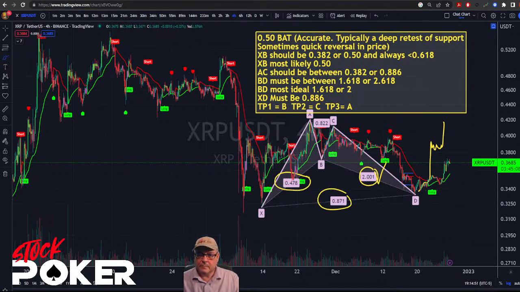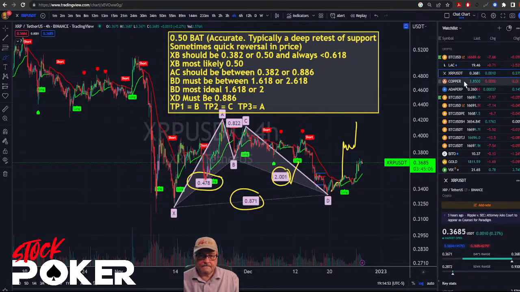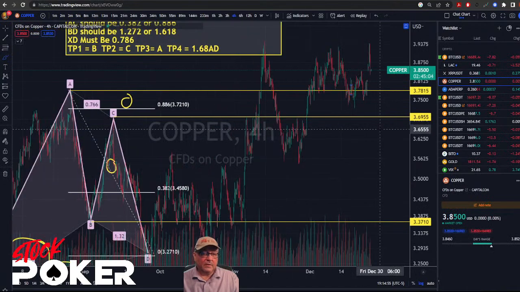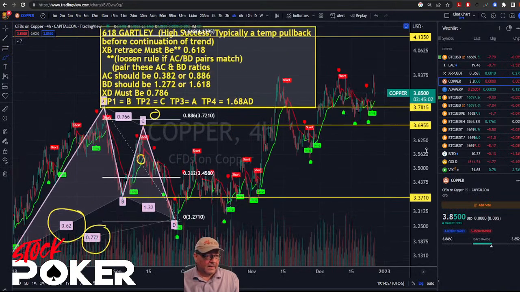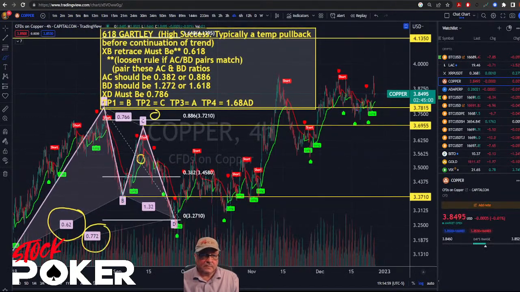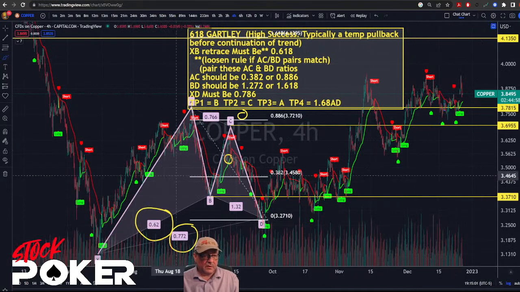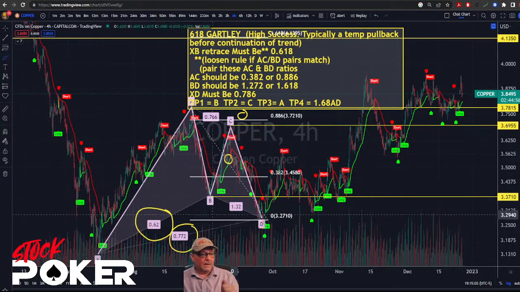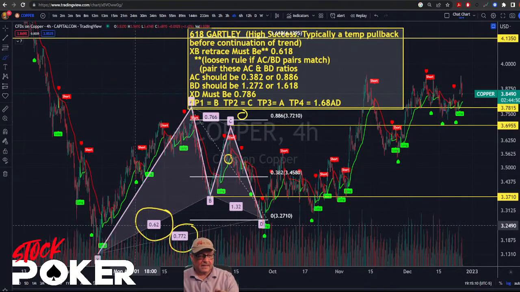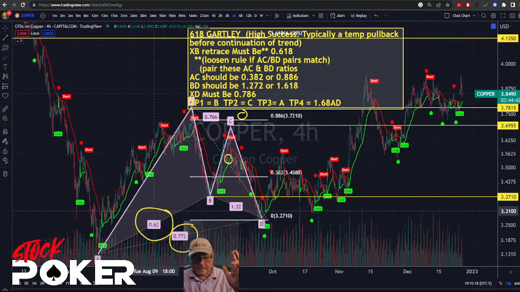What else did we go over? Oh yeah, here on copper, there's a Gartley. Now, with the Gartley, everybody pulls fib retracements, and whenever you see the perfect nailing of the 618, then automatically just start thinking Gartley.